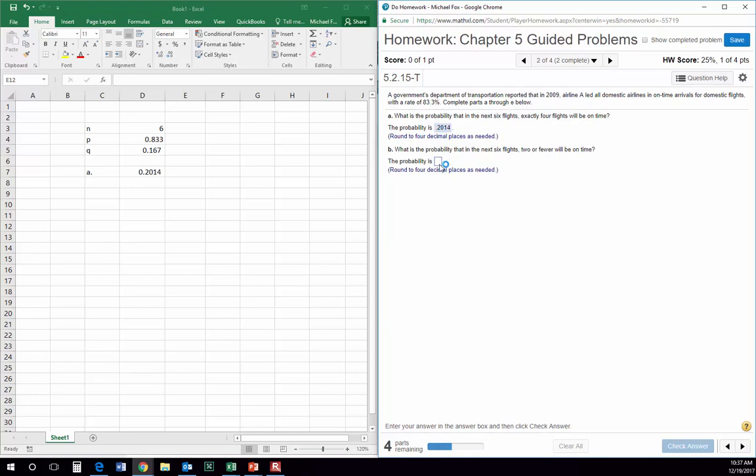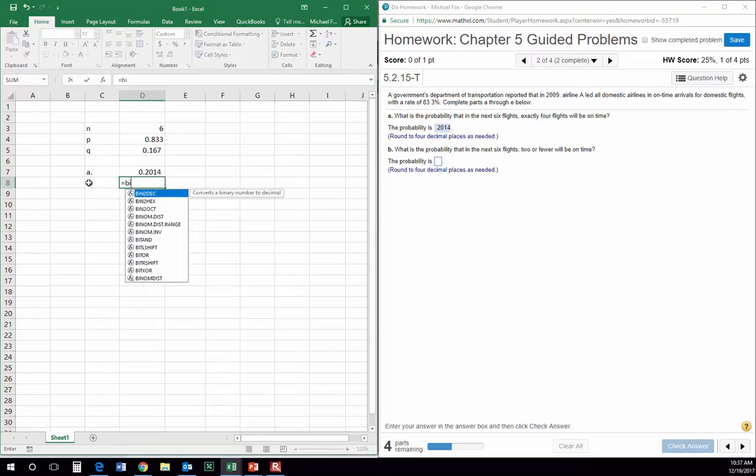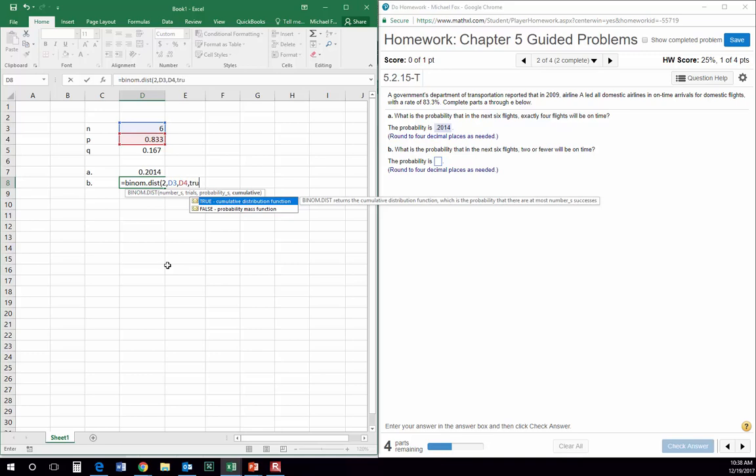So B is, what is the probability that in the next 6 flights 2 or fewer? So now we're going to say this equals binom.dist. Number of successes in this case is 2. Number of trials is still 6. Our probability of success is still 0.833. But now our cumulative is true because we want the probability of getting 2 or fewer.